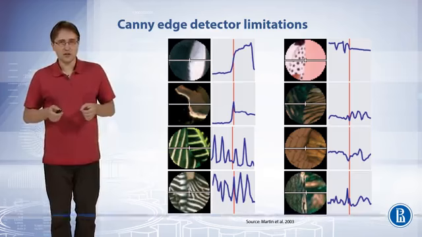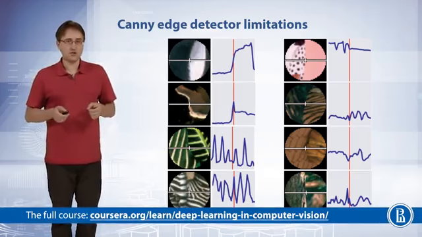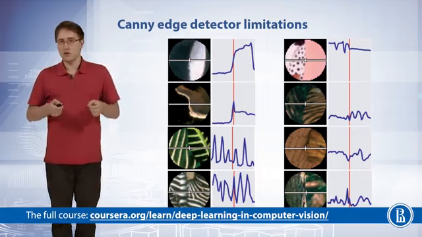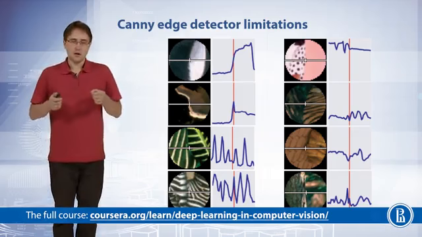But for many computer vision tasks, the Canny edge detector proves to be sufficient. For example, it's often used as a feature extractor and produces features which are later used for image recognition.